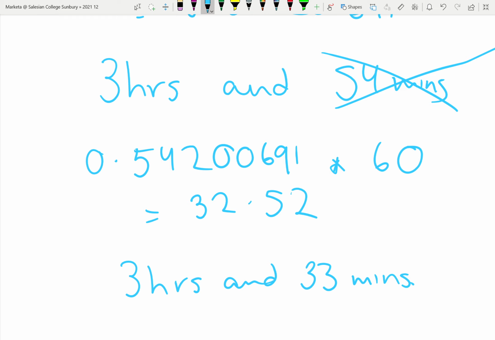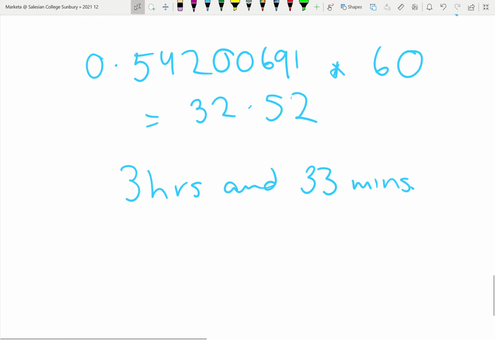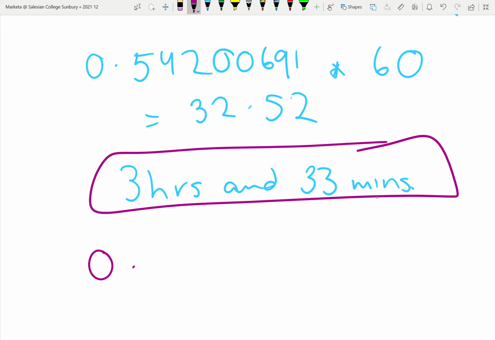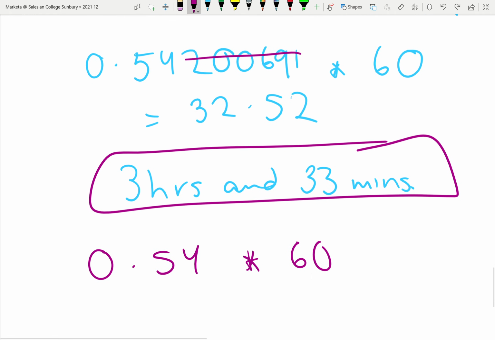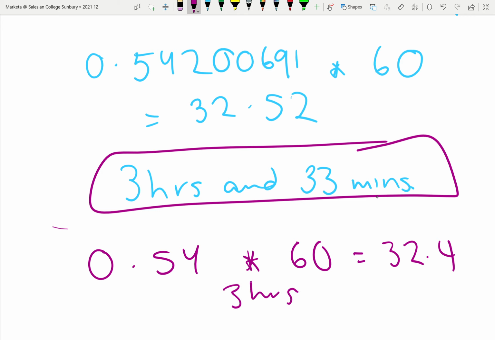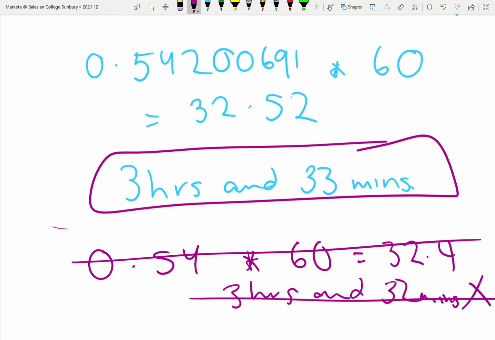And this is the correct answer, by the way. If you had rounded this too early, so if you had done 0.54 times 60, so if you had not included those extra decimal places when you did your subtraction, well then you would have got, and I checked this out before, 32.4. And you would have said 3 hours and 32 minutes, and you would not have been correct. So that's because you would have rounded too soon. So that's not good. So don't round until the end.